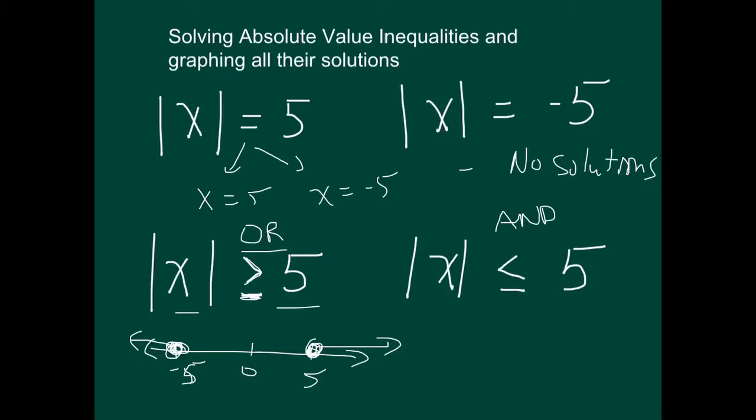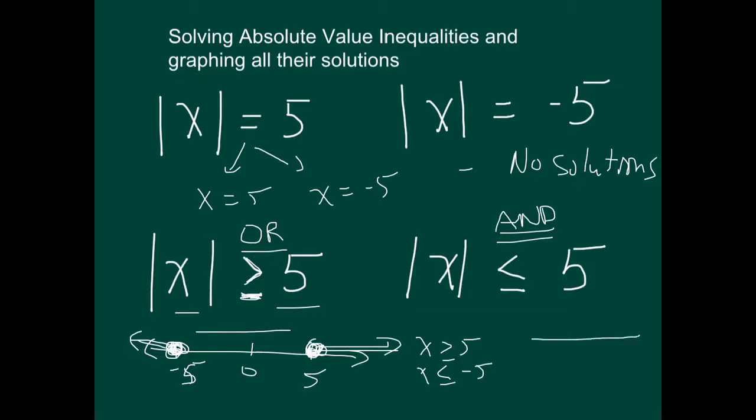So this is the situation that we called or, because your answers to this are that x is greater than 5 or x is less than negative 5, less than or equal to, greater than or equal to. So you have two different solution regions where the middle is not part of the answers. Conversely, when it says and, that winds up being the exact opposite. It winds up being this range in here.